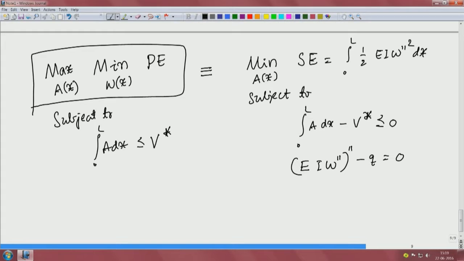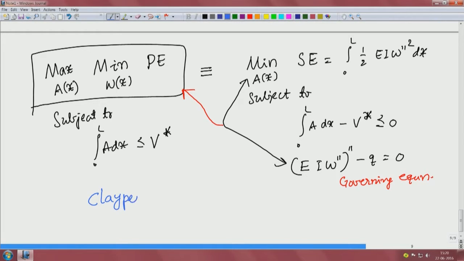Okay. So, instead of posing the problem with the objective function and the constraint, which is the governing equation, instead of doing that, we can put it as one maximum problem. In order to see where it comes from, we have to discuss what is called Clapeyron's theorem, which is quite simple.